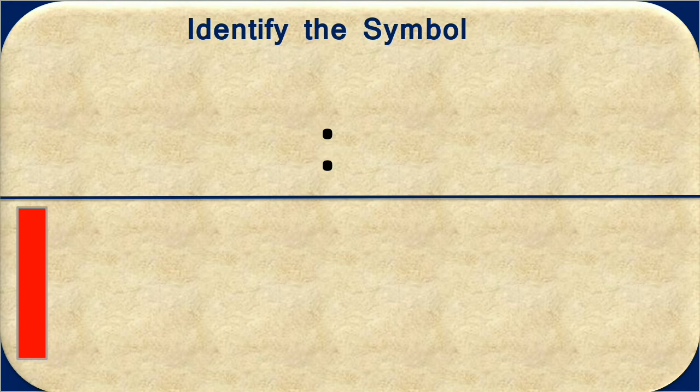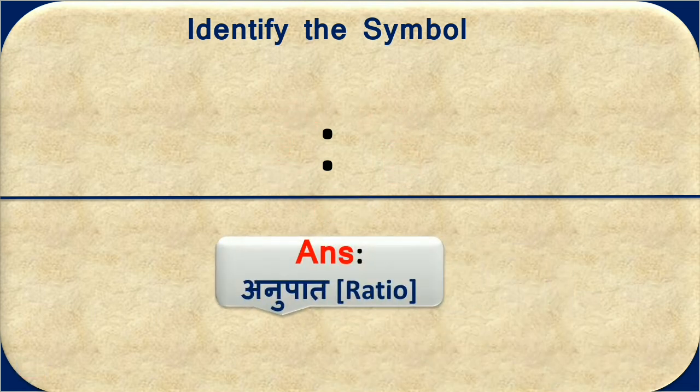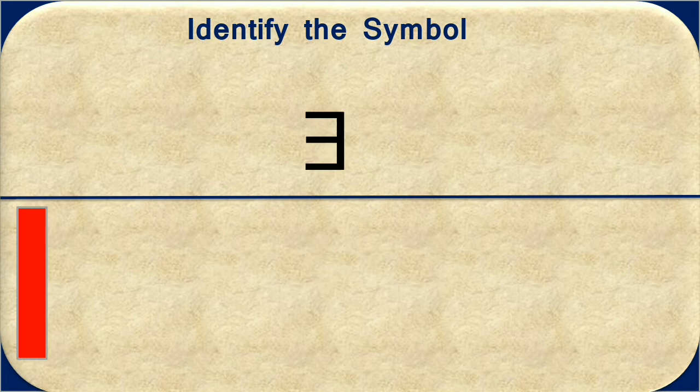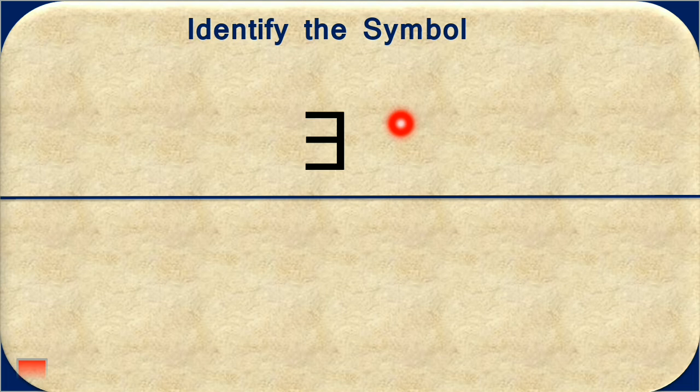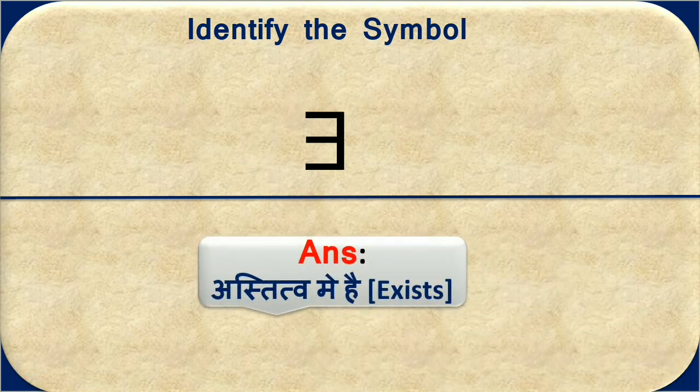Identify this. What this is. Identify it. This is ratio. Anupat in Hindi. Identify this symbol. This symbol is of... Identify it quickly. This is exists. In Hindi we call it as astitva mein hai.